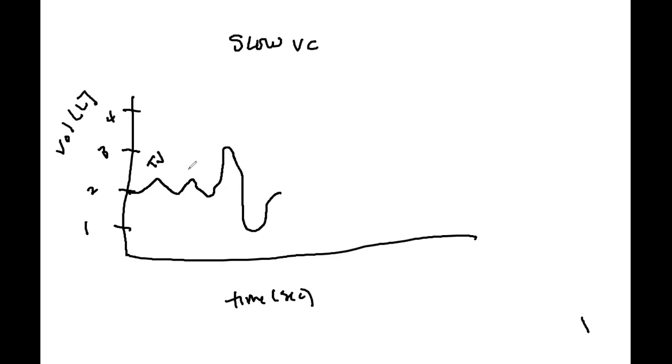That's the normal amount you can move, right? Here's another tidal volume. Here's your inspiratory reserve volume. And here's your expiratory reserve volume. Okay.